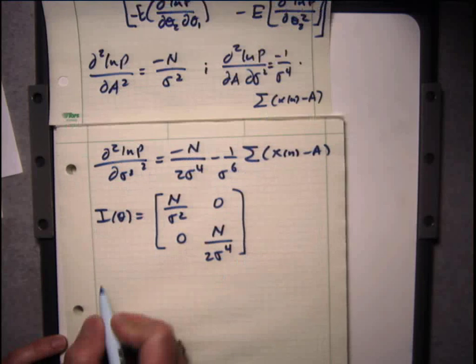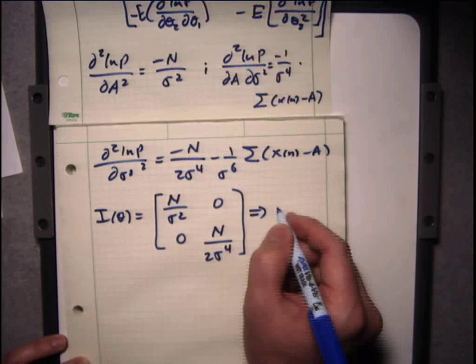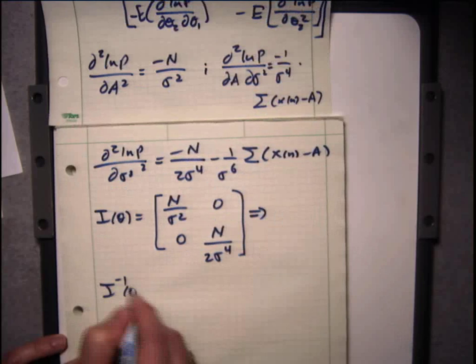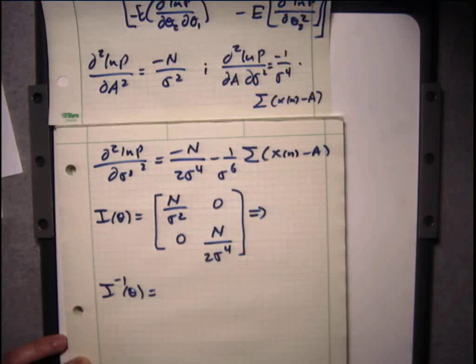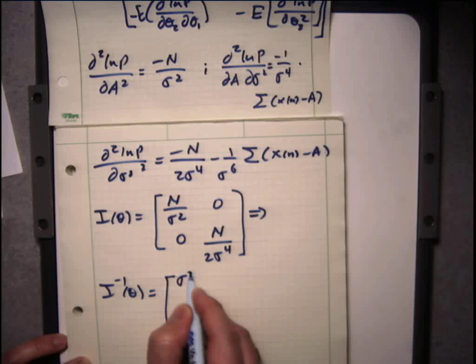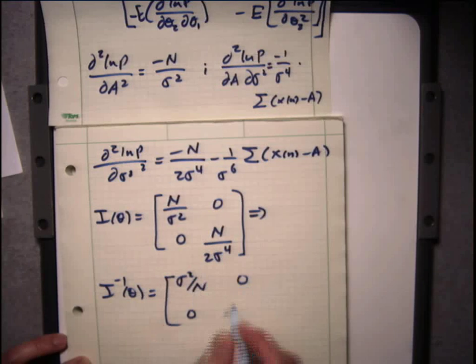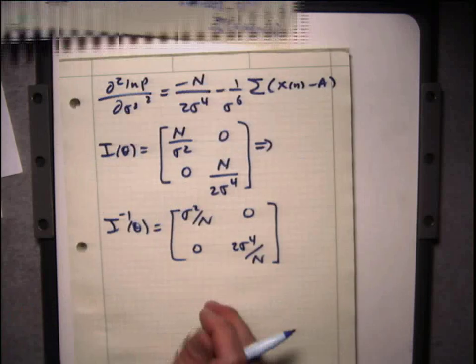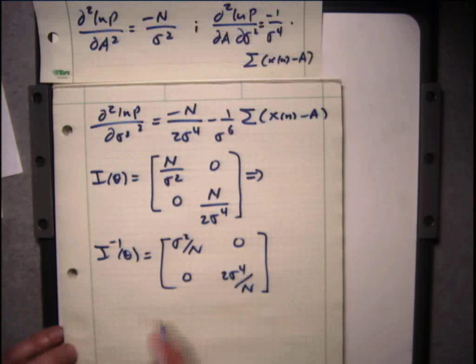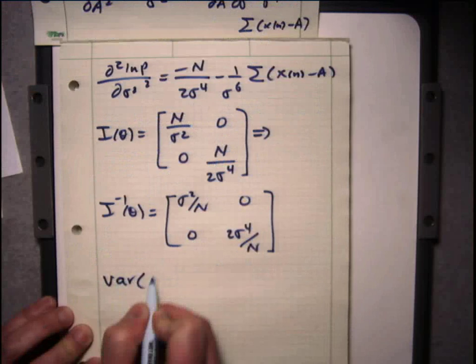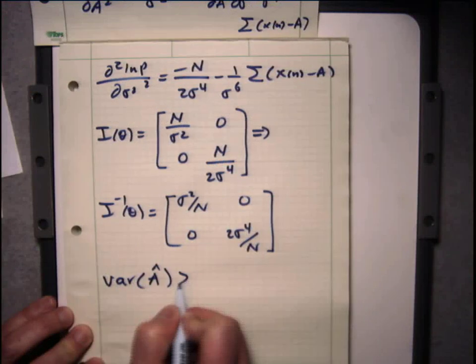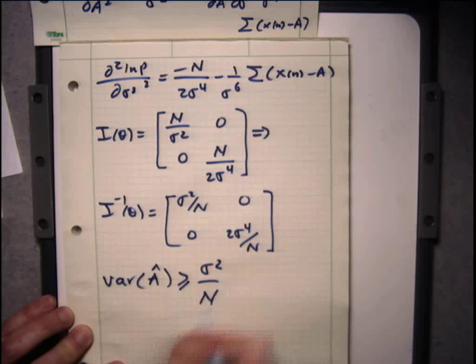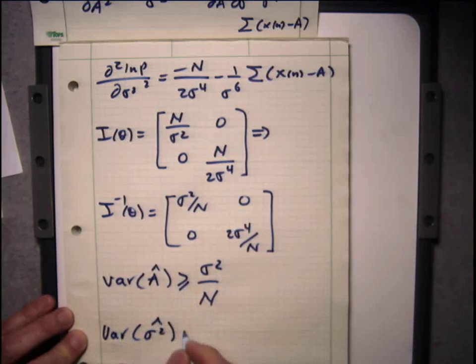And therefore, the inverse Fisher information matrix is a diagonal matrix, so you just flip the diagonal terms. You get sigma squared over n, 0, 0, 2 sigma to the 4th over n. And what this means is now the variance of a hat is lower bounded by sigma squared over n, and the variance of the estimated sigma squared is lower bounded by 2 sigma to the 4th over n.